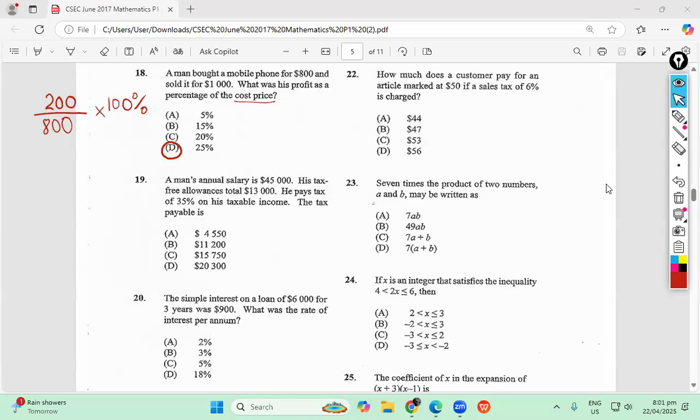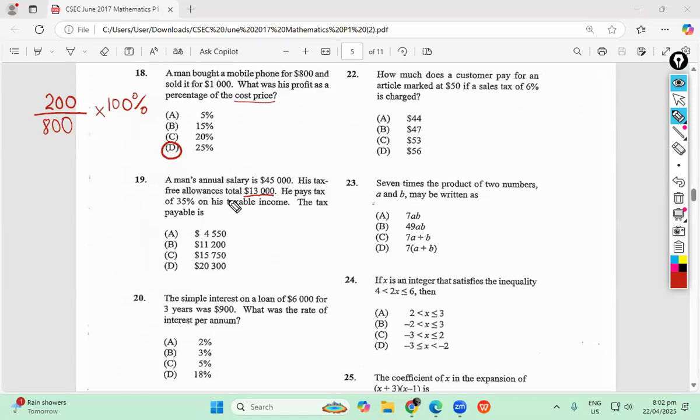Number 19. A man's annual salary is 45,000 and he has an allowance of 13,000. And well, what is an allowance? An allowance is part of your salary the government cannot touch. They're not allowed to tax that. So that means when he makes his 45,000, the first 13,000, the government cannot touch that.